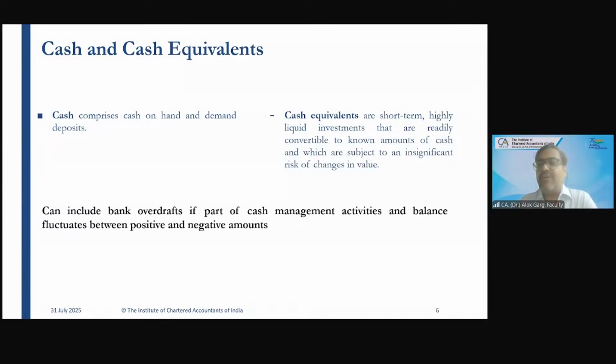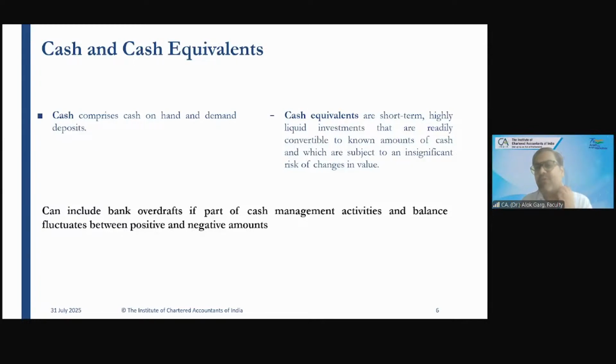Cash equivalents are short-term, highly liquid investments which are convertible to known amounts of cash and which are subject to an insignificant risk of change in value. Friends, in comparison to the accounting standard on cash equivalents, you know what the change is? In our Accounting Standard 3, we were showing bank overdraft as a liability.